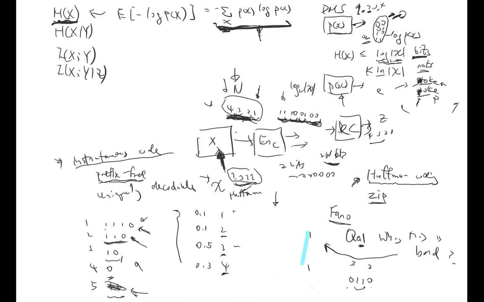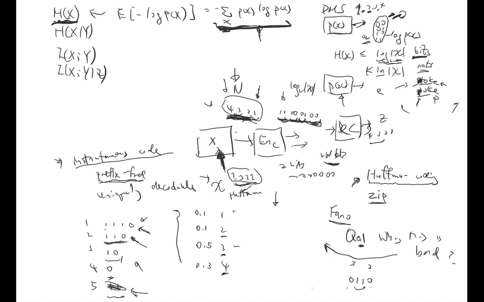For Huffman code, the idea is very simple. Apparently, if you have a source symbol that is less likely to happen, you want to make its code word longer, right? If you have an outcome, a character, that is less likely to happen, you can afford to have a longer code word.